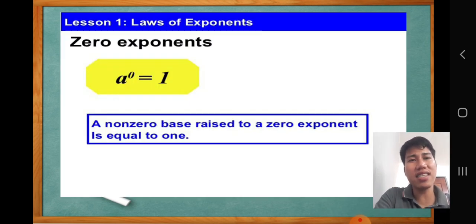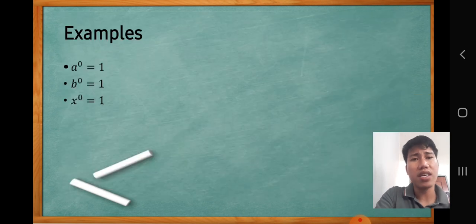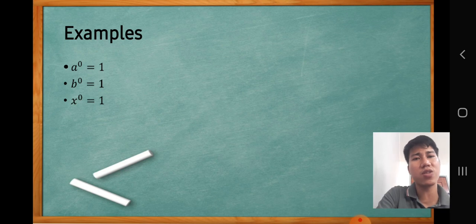And the next is zero exponent. When we say zero exponent, a raised to 0 is equal to 1. Any base raised to 0 is always 1. Bisan og 1 million raised to 0 pa na siya, the answer is 1. 1 billion raised to 0, the answer is 1. A non-zero base raised to 0, a zero exponent, is equal to 1. So for example, a raised to 0 is equal to 1, b raised to 0 is equal to 1, x raised to 0 is equal to 1.